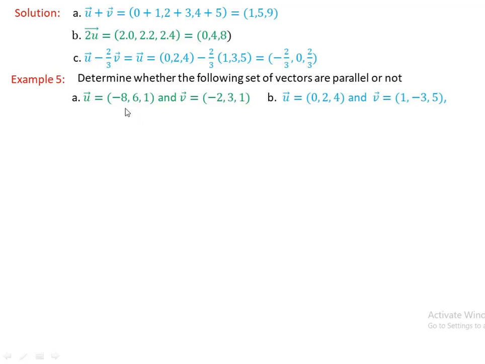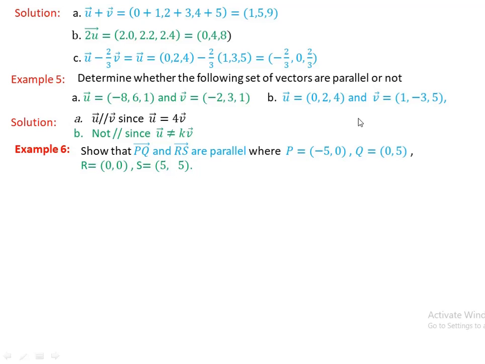Now, what are the solutions? Are the vectors u and v parallel? For a), u is parallel with v since u is equal to 4 times v. Our u was minus 8, 6, 1, and 4 times vector v gives u, so u and v are parallel, that is, u is a scalar multiple of vector v. For b), u and v are given here, and these are not parallel, because vector u cannot be a scalar multiple of the other vector, that is, u is different from k times v where k is a real number.